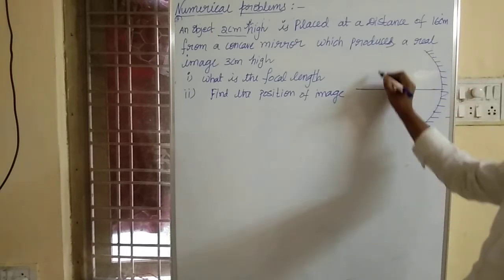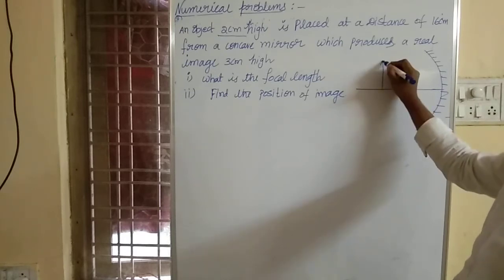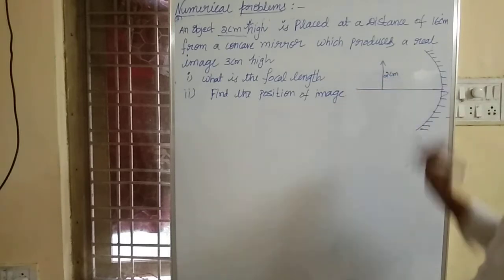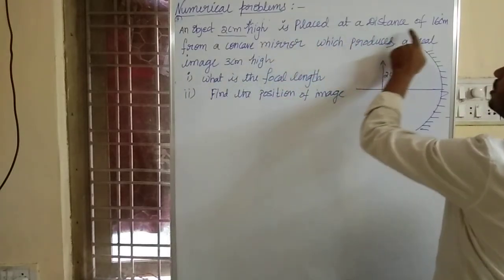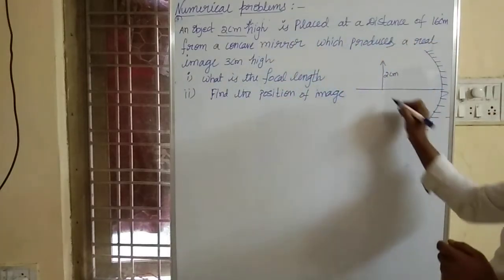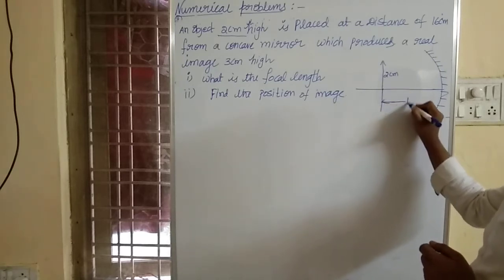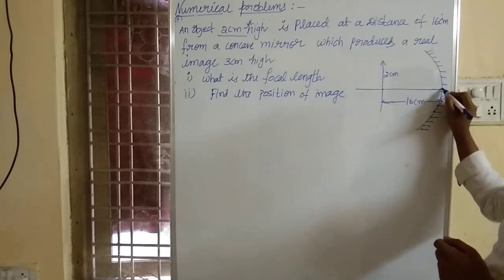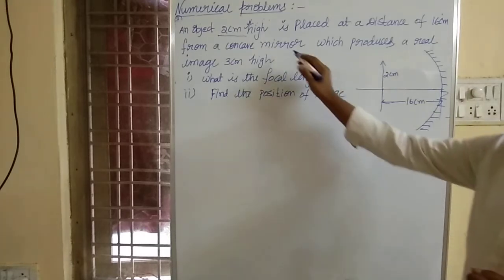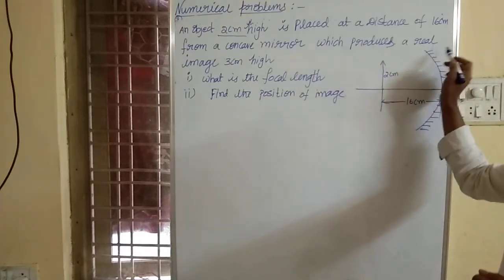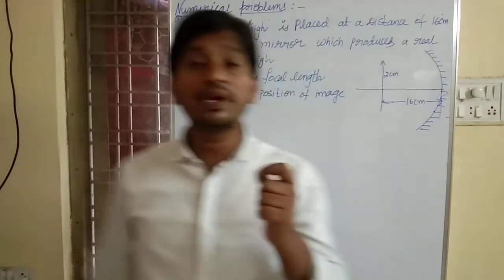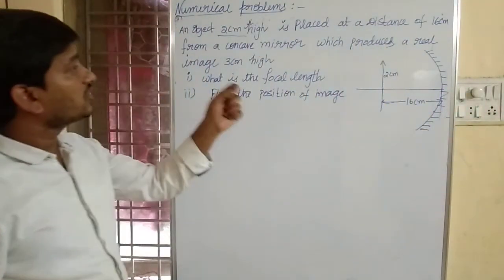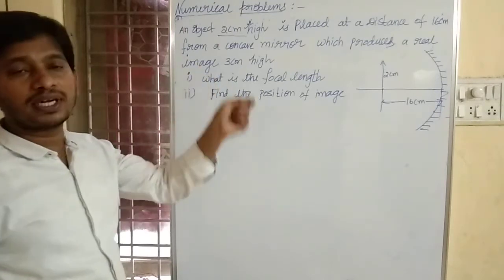The height of the object is 2 centimeter. An object 2 centimeter high is placed at a distance of 16 centimeter from a concave mirror, which produces a real image of 3 centimeter height.